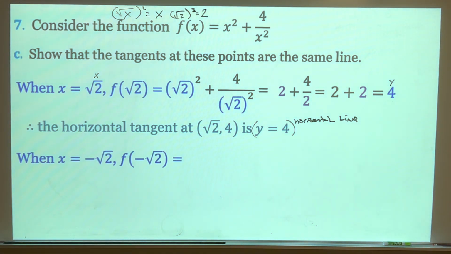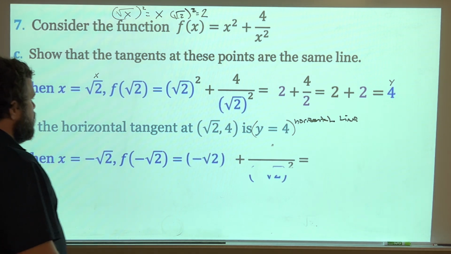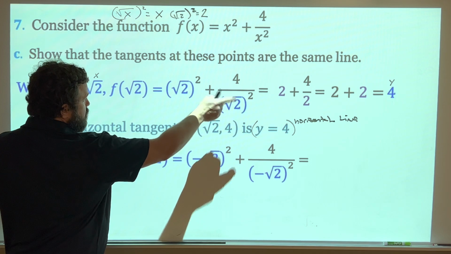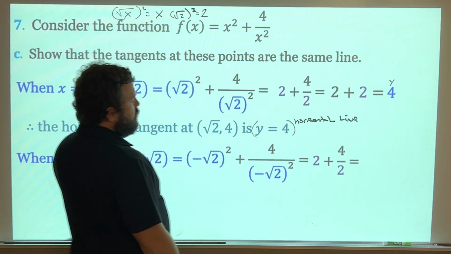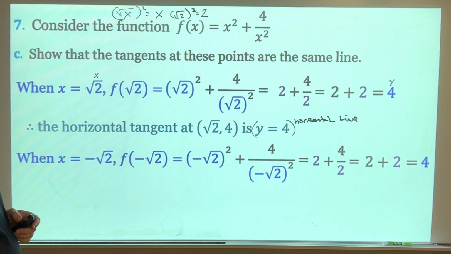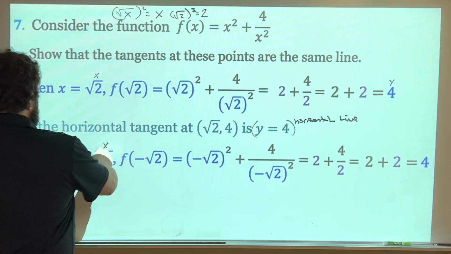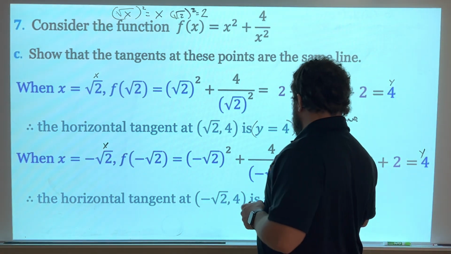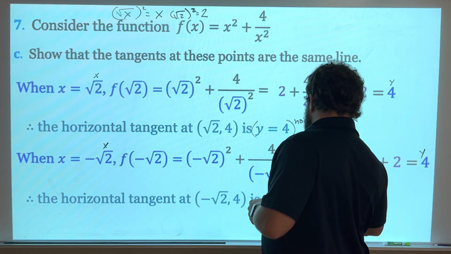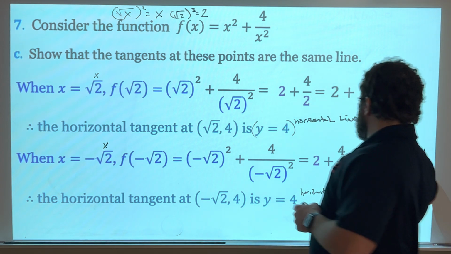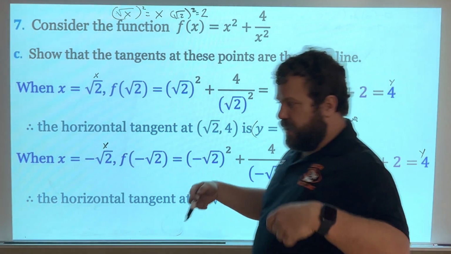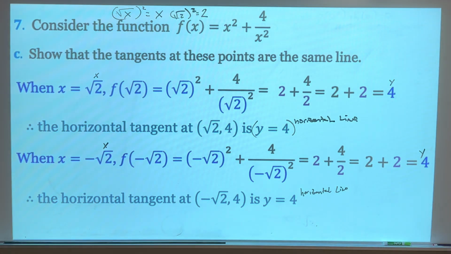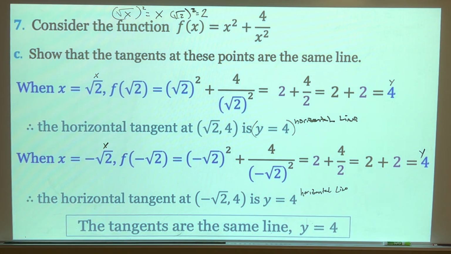Now do it with negative square root 2. Negative square root 2 squared is still 2. 4 divided by negative square root 2 squared is still 2. 2 plus 2 is also 4. All right, so once again, this is my x. This is my y. Since it's a horizontal line, it's y equals 4. And whatever the y is, that's what your horizontal line is. Because if the y is that for one thing, it's that for everything else. Therefore, the tangents have the same line, and that same line is y equals 4.